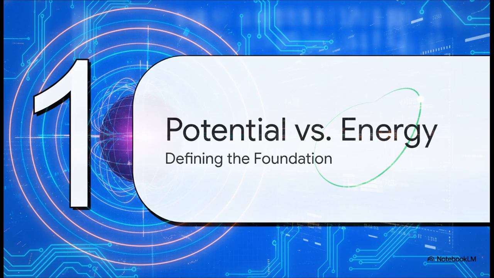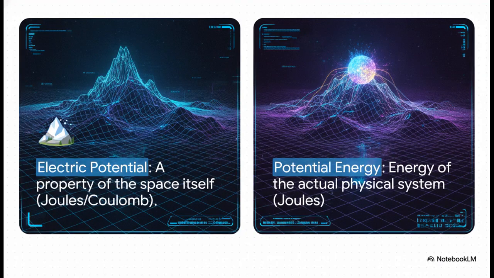Potential versus potential energy. Okay, we absolutely have to clear up a notoriously confusing distinction right out of the gate. We need to separate electric potential, which exists in a space regardless of what's actually there, from electric potential energy, which is the actual energy of a charged particle placed inside that space. To really wrap your head around this, think about a steep mountain. The steepness, the altitude, the overall shape of that mountain, that all exists whether you are standing on it or not, right? That is exactly like electric potential, which we represent with a capital V. It's just a property of the space itself.